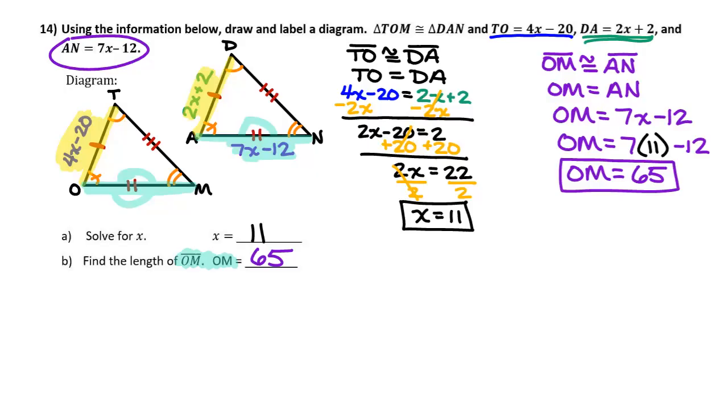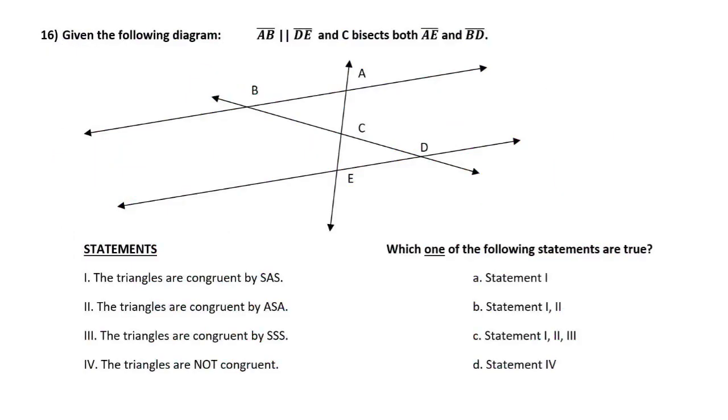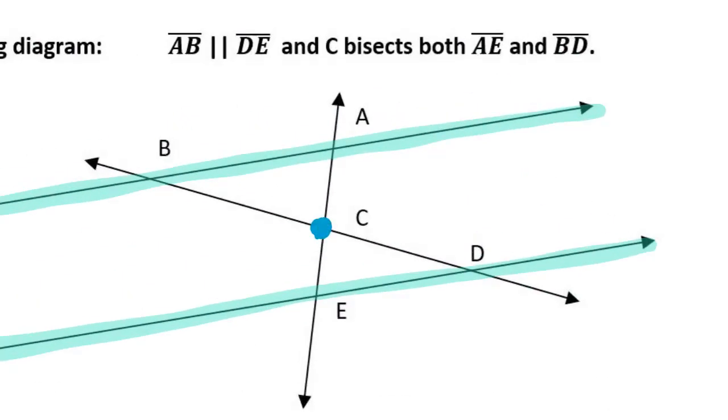Number 16? Absolutely. Given the following diagram, we know that AB is parallel to DE. So I'm going to trace over those two. This right here is parallel to this right here. And C bisects both AE and BD. So this point right here is bisecting AE, and it's bisecting BD. So we've created two triangles here.